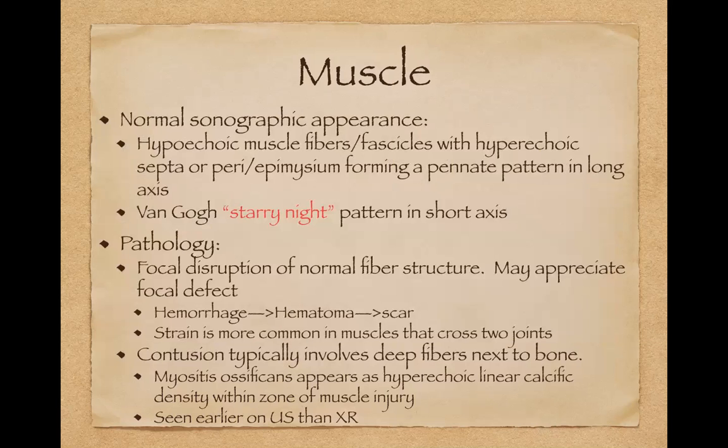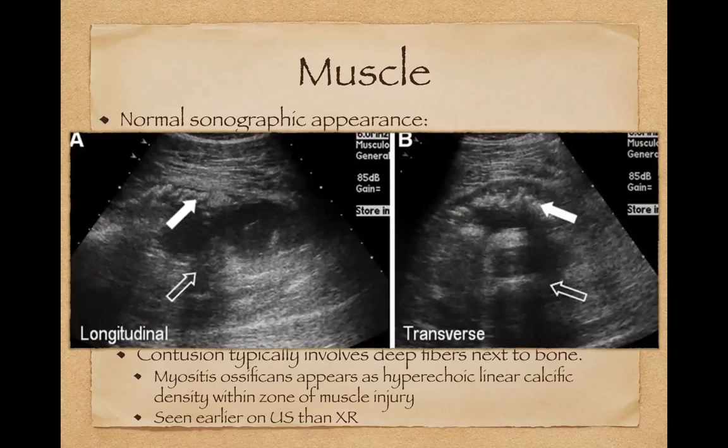So as far as pathology goes, you see focal disruption of normal fiber structure, may appreciate a focal deficit. You see hemorrhage, which can lead to hematoma and scar formation. And of course, strains are more common in muscles that cross two joints. Contusions are typically seen and involve the deep fibers next to bone. And then there's myositis ossificans. When you have a muscle tear, it can be a calcium deposition within the injured muscle. And that's actually seen early on ultrasound and x-ray. And we can see that here, this calcium deposition, irregular hypoechoic structure with this posterior acoustic shadowing.